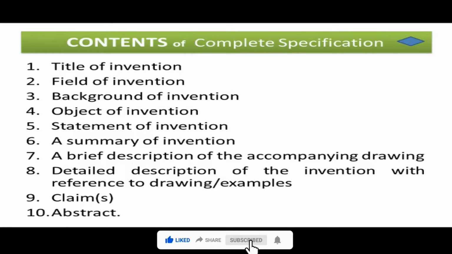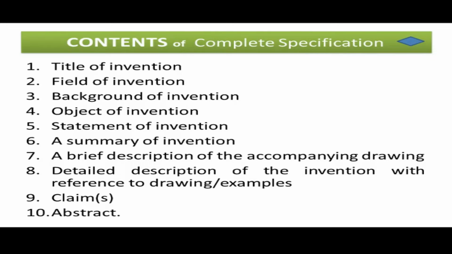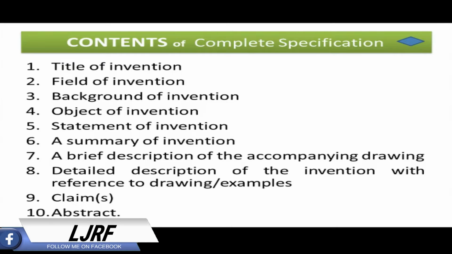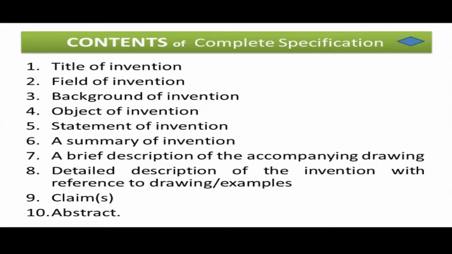And lastly, as a 10th point, you have a round number as well. You have an abstract too, attached to a specification. So these are the 10 different parts you usually find in a specification, and there is a logic behind it too.